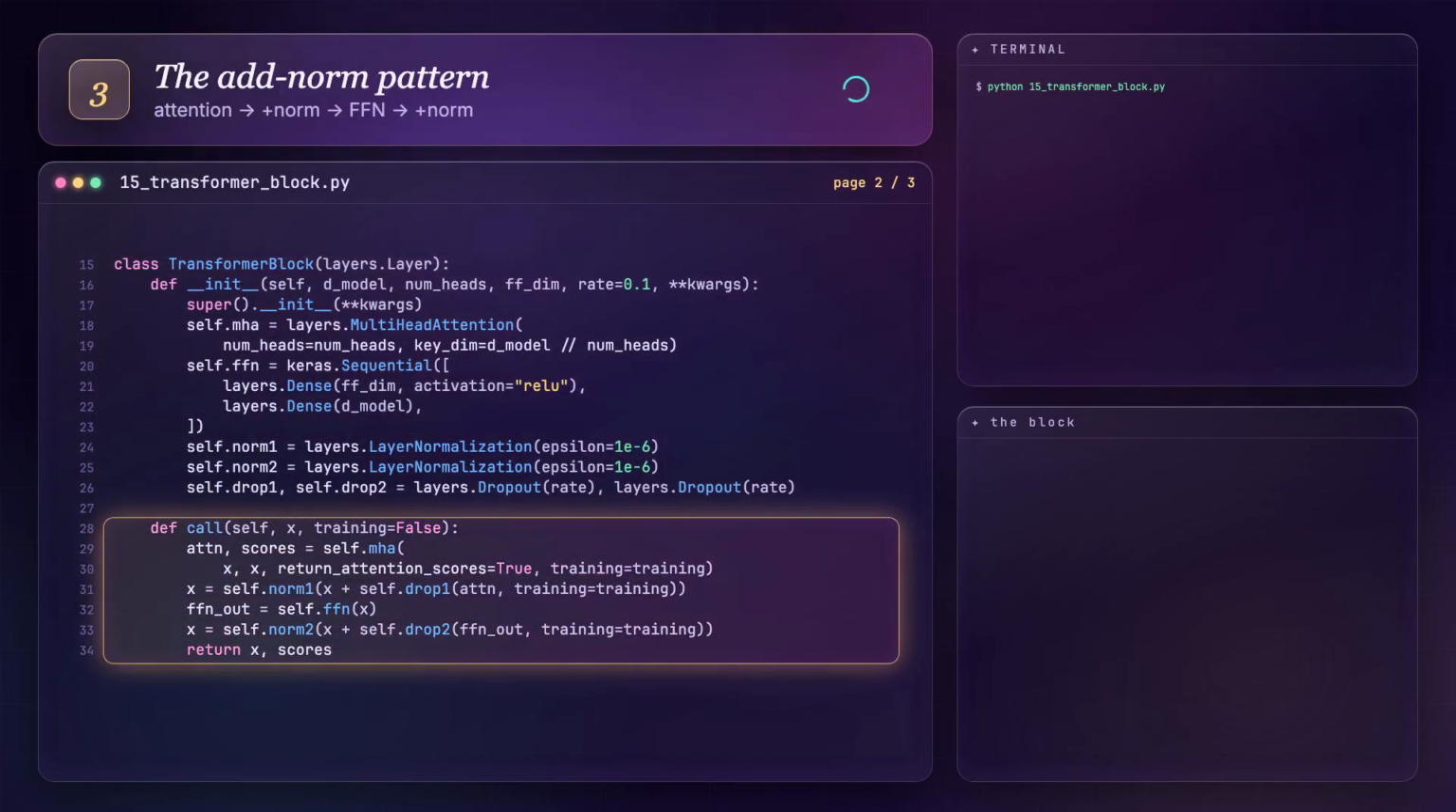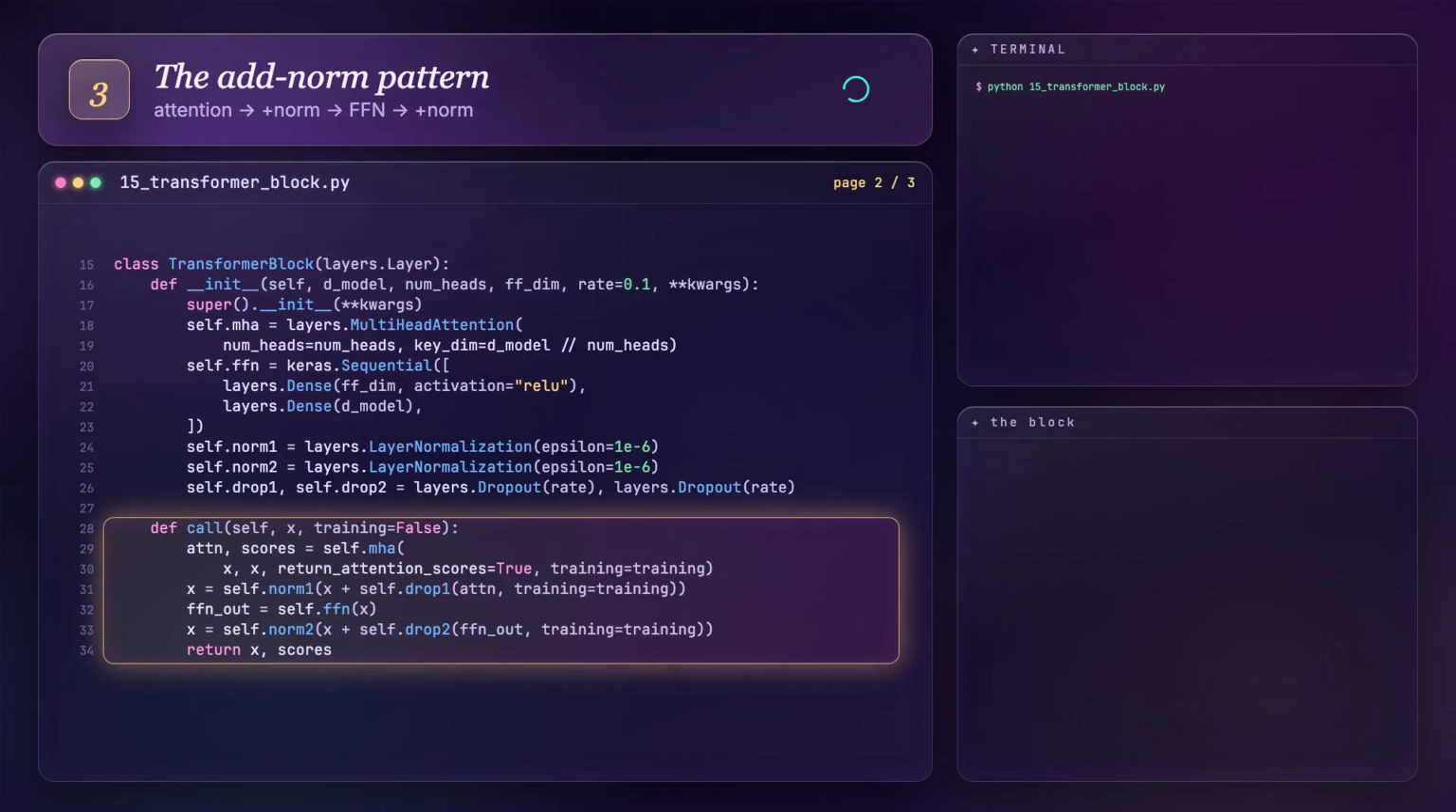And here's the heart of it, the pattern worth memorizing. Run attention. We pass x as both query and value. That's self attention. And ask for the scores back so we can inspect them. Add the input back, then norm. Run the FFN. Add that input back, then norm. Return the output and the attention scores. Add norm. 6 lines that are the whole transformer.